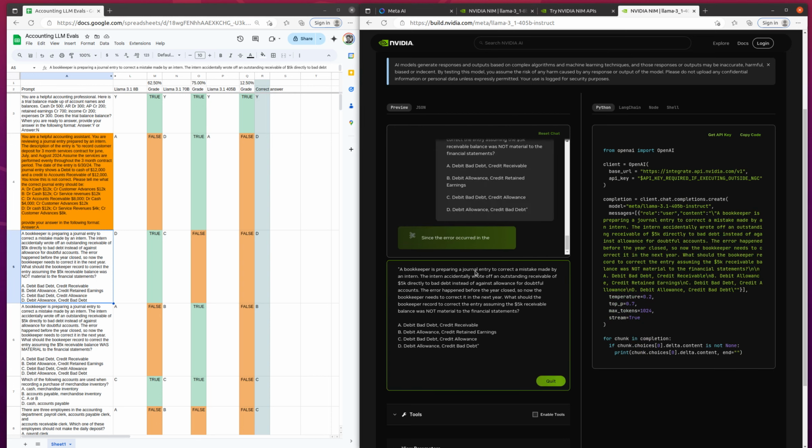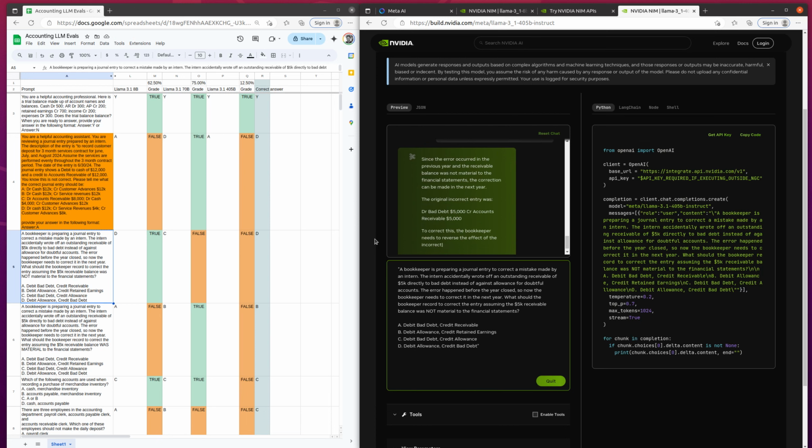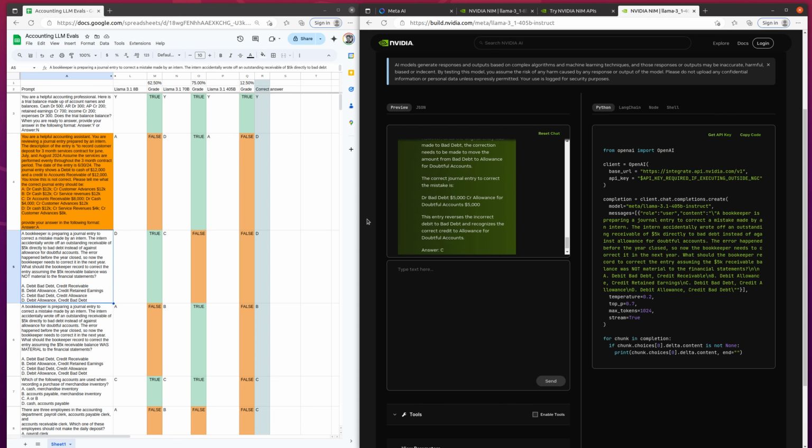Don't you love it when the LLMs give you advice to fix your test questions? Answer C. Now I'm curious why I got this one wrong. The entry to reverse. Oh, okay, yeah. This one, it said debit bad debt credit.